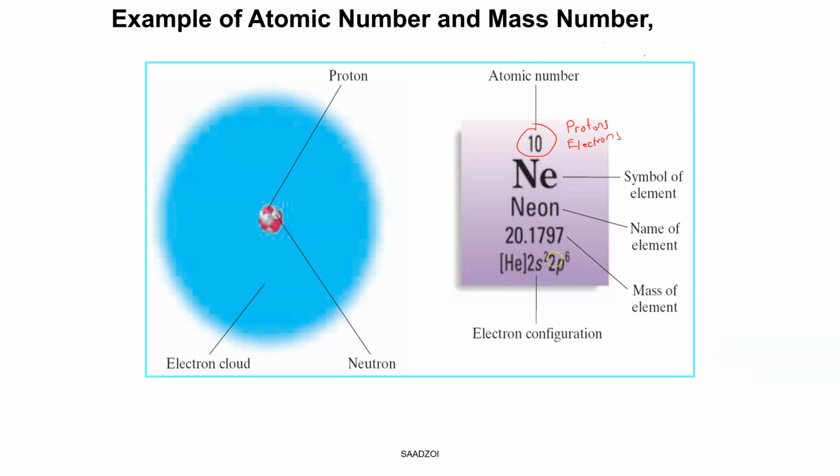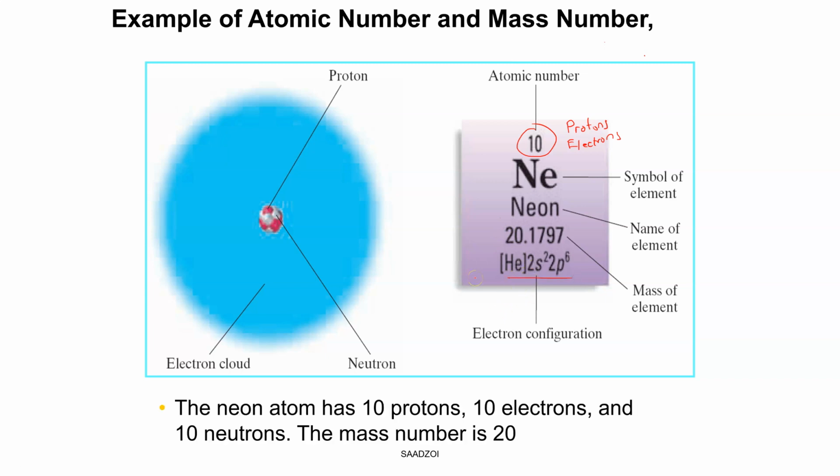These masses are because isotopes exist, and we'll talk about that in a little bit. We'll come back to that. And this electron configuration, we'll talk about electron configuration much later. So the atom has 10 protons, 10 electrons, and 10 neutrons. So let me point out the last thing.